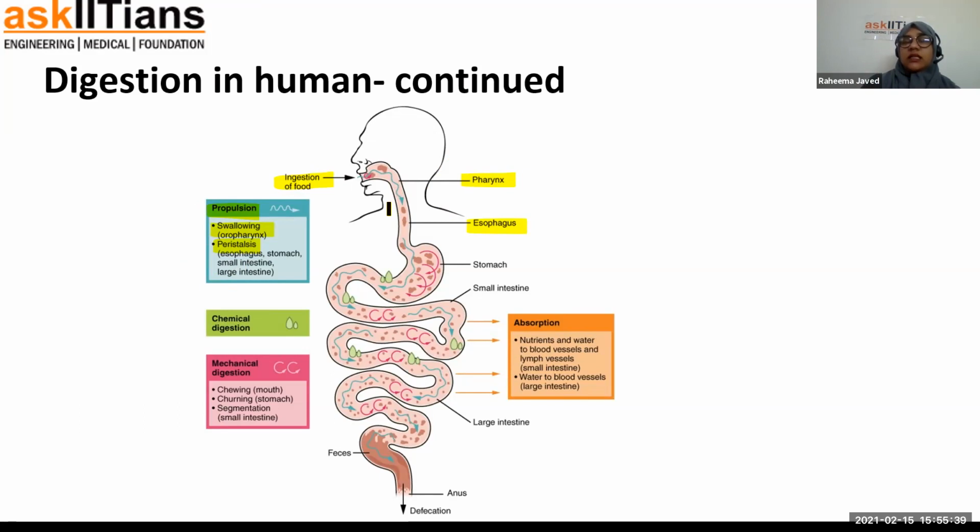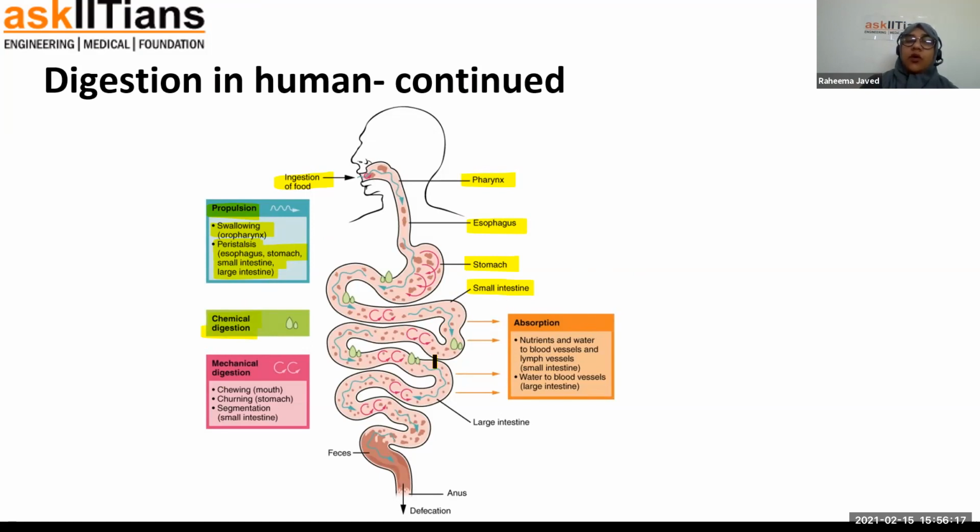The muscles periodically contract and relax for pushing the food downwards. This process is known as peristalsis. It not only takes place in the esophagus, it also occurs in the stomach, small intestine, and large intestine, so that the food continuously moves downwards. The next process is chemical digestion, where the gastric juices work in the stomach, and intestinal juices, bile juice, and pancreatic juice work in the small intestine.